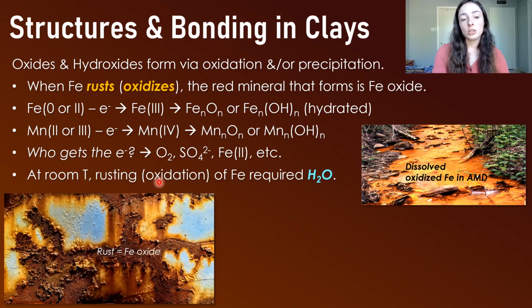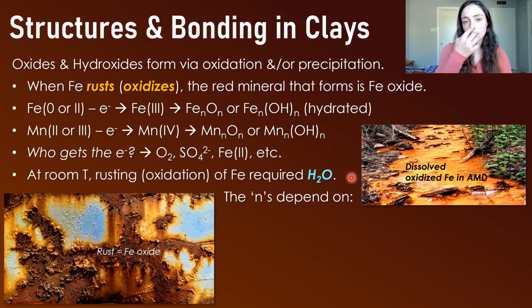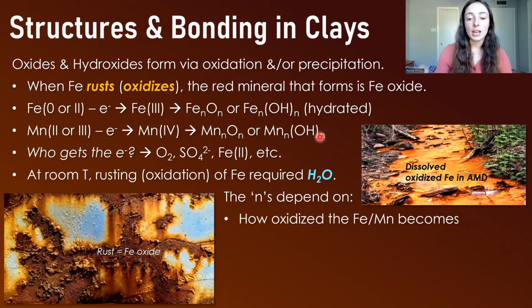And at room temperature, rusting or oxidation of iron requires water. So this is typically something that's in an aquatic environment, or at least something that's wet. But sometimes at really high temperatures, you can get rusting and oxidation that doesn't require water. But I think that's not typical for natural environments. And the numbers in these chemical formulas depend on how oxidized the iron or manganese becomes. For example, sometimes you can have a mixture of both iron 2 and 3 in an iron oxide formula.